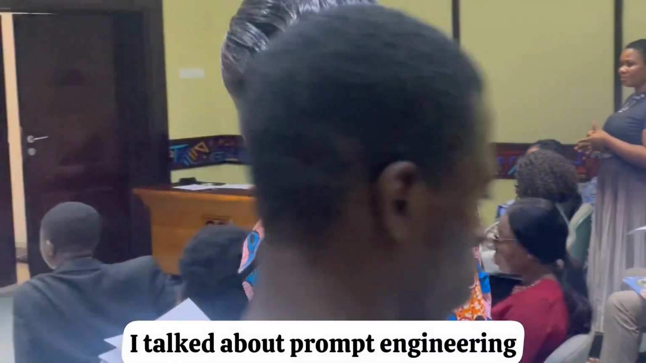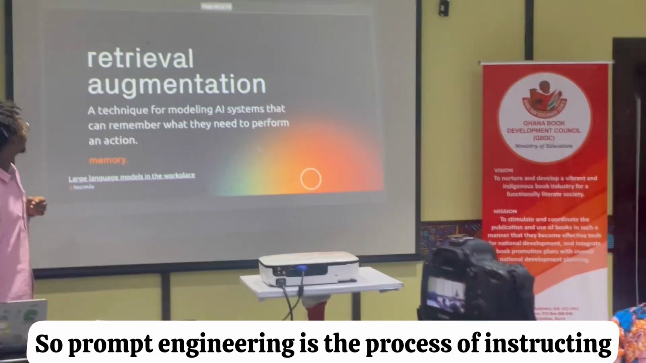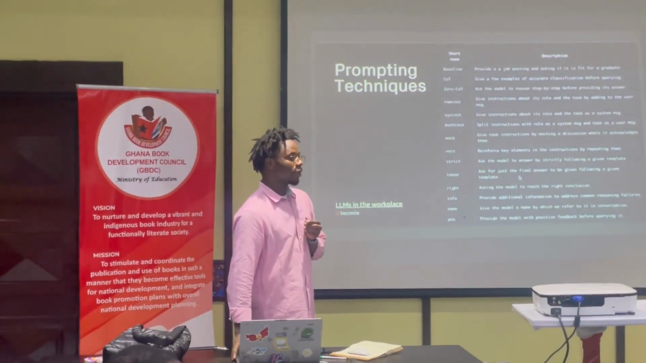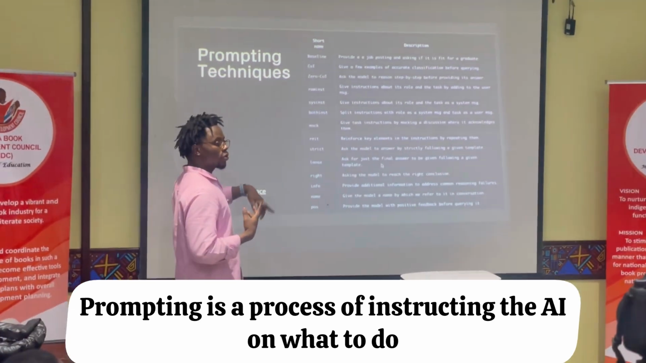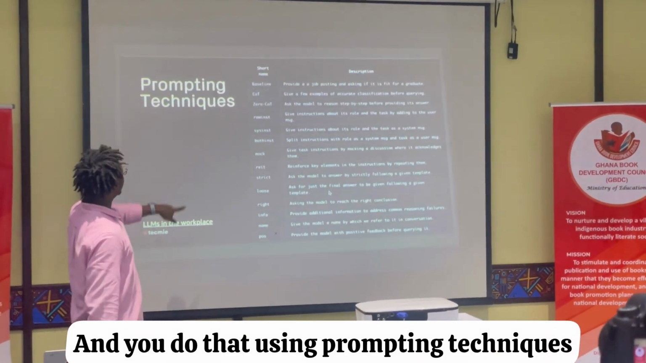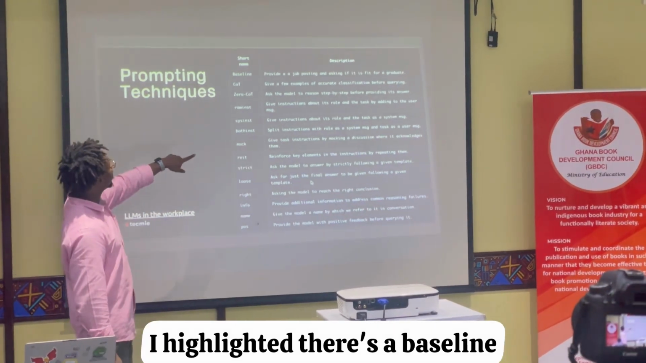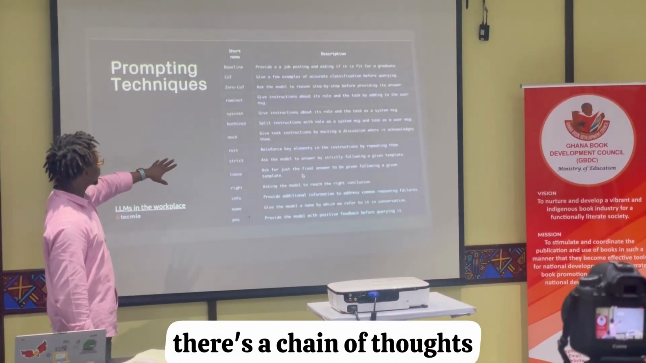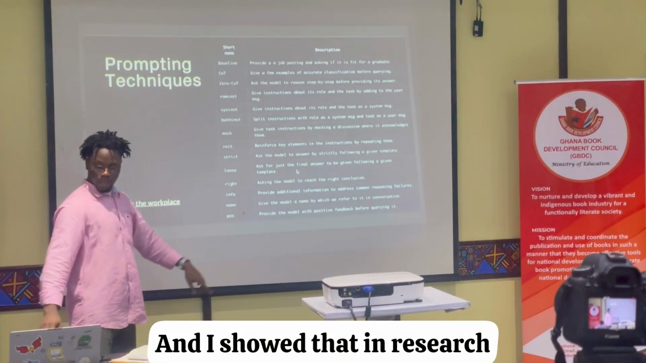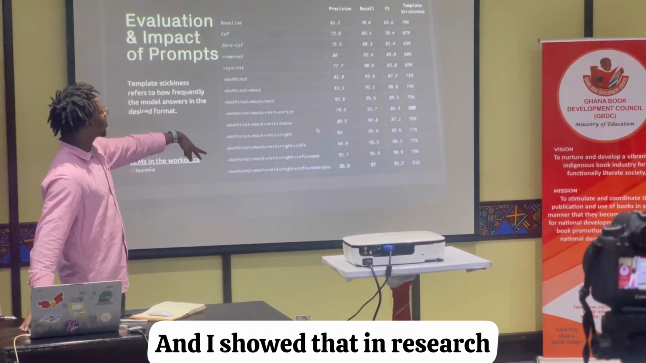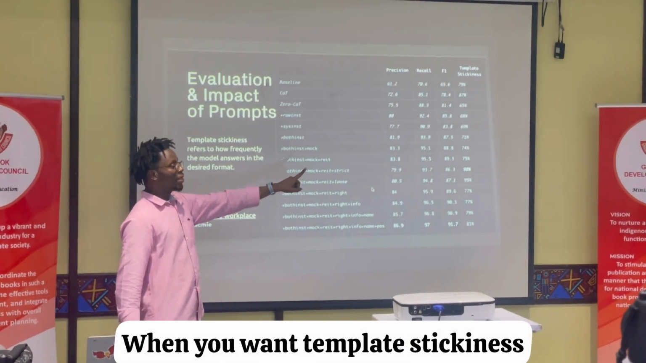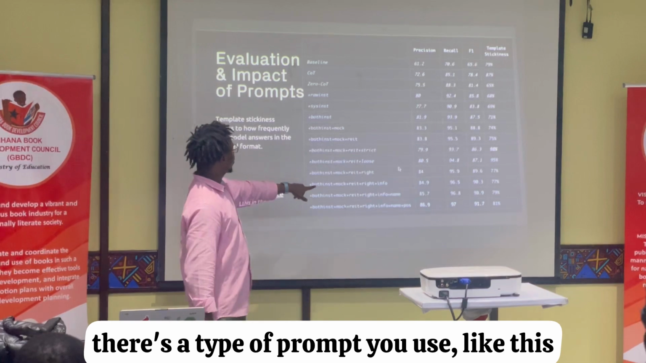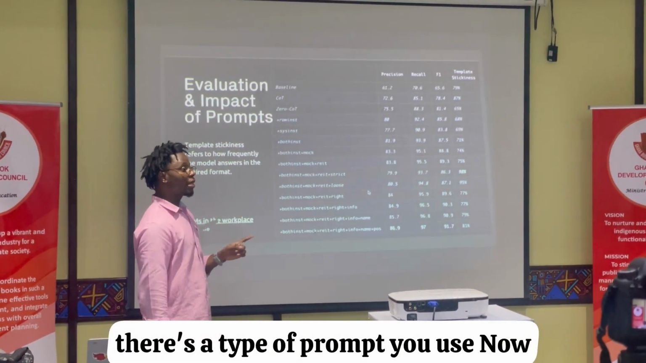Yeah, that was why I talked about prompt engineering. Prompt engineering is the process of instructing the AI on what to do, and you do that using prompting techniques. I highlighted there is a baseline, there is a chain of thought, and then there are strict rules. And I showed in research that when you want precision, there's a type of prompt you use. When you want template stickiness, there's a type of prompt you use. And when you want recall, there's a type of prompt you use.